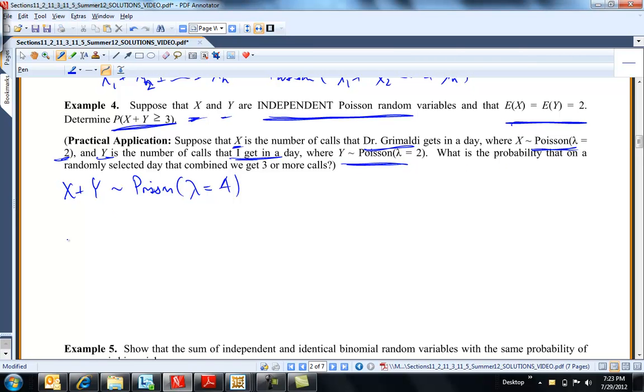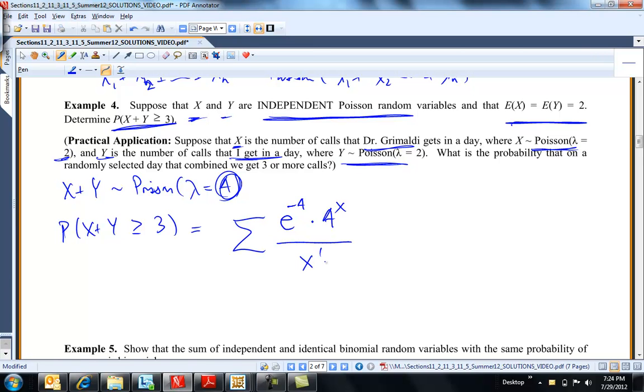So what's the probability then that a Poisson is greater than or equal to 3 when we actually should be getting 4 on average? So I'm just going to sum a Poisson. Poisson is discrete, so this is e to the negative 4 times 4 to the x over x factorial. I probably shouldn't have used x. That's not really good, right?